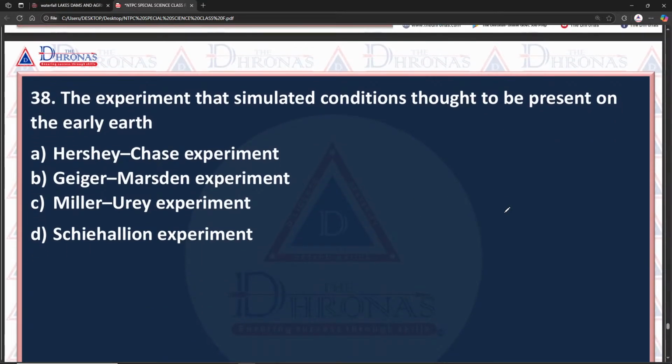Now next question, the experiment that simulated conditions thought to be present on early Earth. मतलब कौन से एक्सपेरिमेंट में अर्ली अर्थ में जैसा एनवायरनमेंट था वैसे ही कंडीशंस को मिमिक किया गया है, same conditions तैयार किया गया है. Which experiment? Hershey-Chase experiment, Griffith experiment, Miller-Urey experiment, and another experiment.